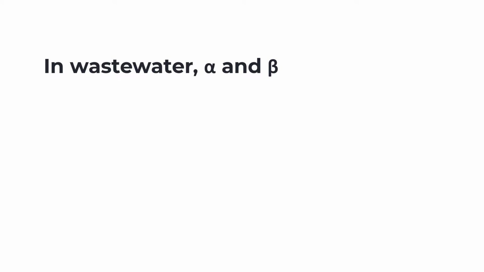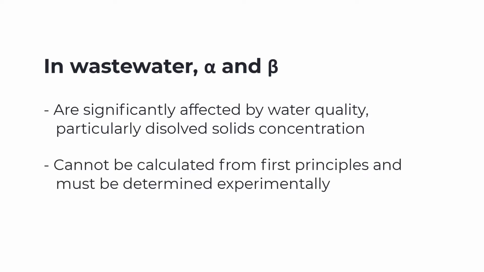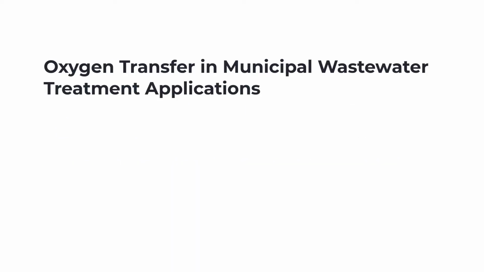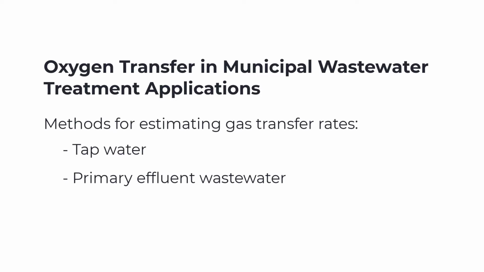In wastewater, alpha and beta are significantly affected by the water quality, and in particular the dissolved solid concentration. Unfortunately, alpha and beta cannot be calculated from first principles and must be derived experimentally. This lab will focus on oxygen transfer in municipal wastewater treatment applications. Methods for estimating gas transfer rates can generally be divided into 3 categories: tap water, primary effluent wastewater, and secondary effluent wastewater. The primary and secondary effluent used in this lab are artificially prepared.